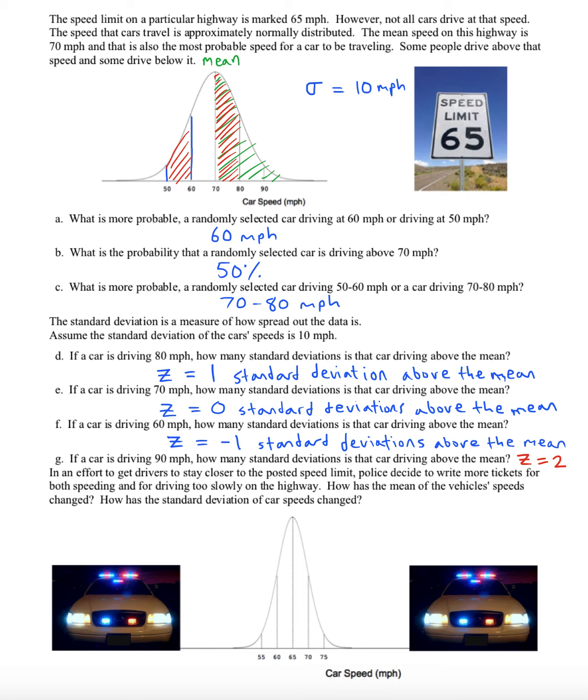Now let's say hypothetically that in an effort to get drivers to stay closer to the posted speed limit, police decide to write tickets for both speeding and for driving too slowly on the highway. What they're going to do here is squeeze the curve and make it narrower and taller as well. How has the mean of the vehicle's speeds changed according to the picture you see? And how has the standard deviation changed?